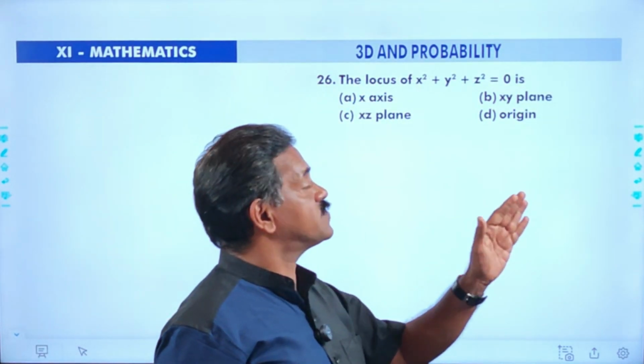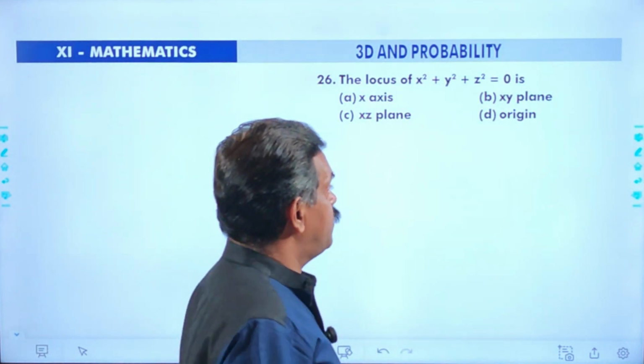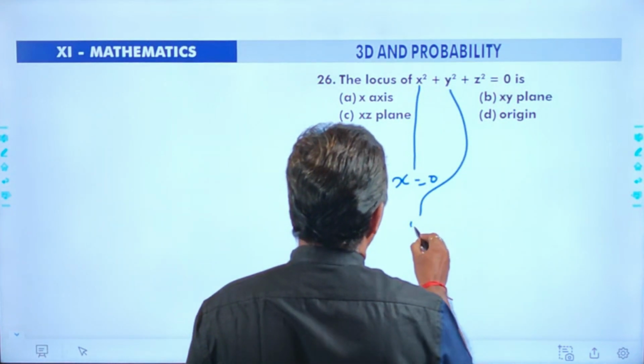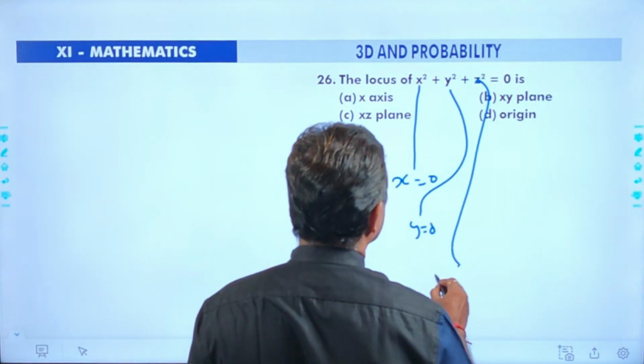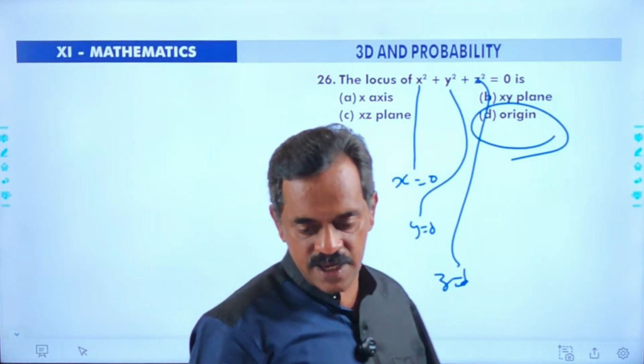Locus of x square plus y square plus z square. This is exactly the same way we discussed earlier. When I say x square plus y square plus z square equal to 0, that means x equal to 0, y equal to 0, z equal to 0, which is given by the point origin. So choice D is the answer.